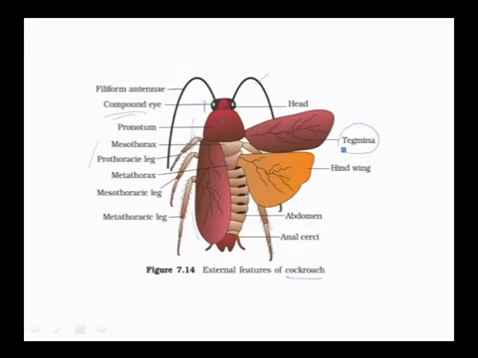The wing which is dark brown in color, attached to the second segment of the thorax, is called tegmina, and the wings which are attached to the metathoracic region are called hind wings. These are the wings which actually help in active flight.